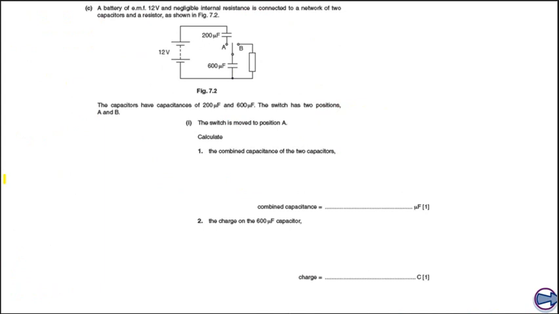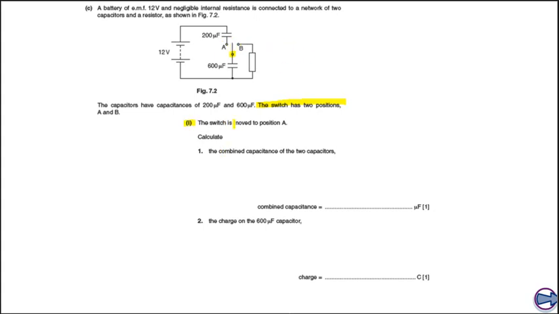In the last 4 videos, we have discussed a lot about capacitors in a circuit, and this part C is about capacitors in a circuit. The most important thing we need to understand is that it is given to us that the switch has 2 positions. As you can see here, A and B. We can move this switch to A or we can move this to B.